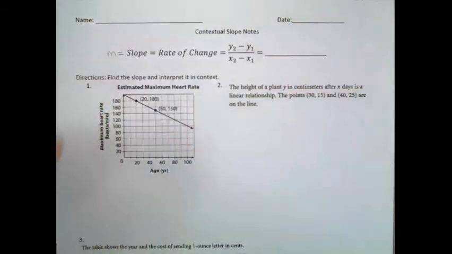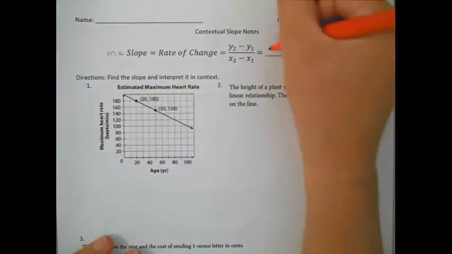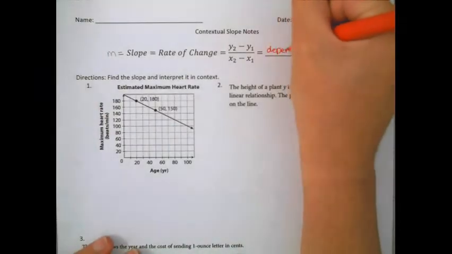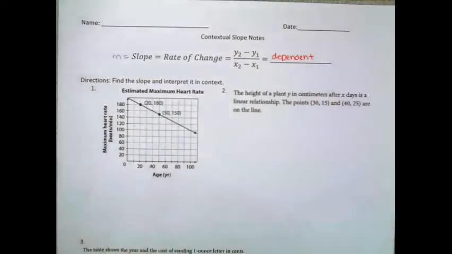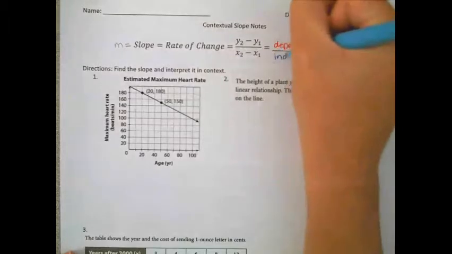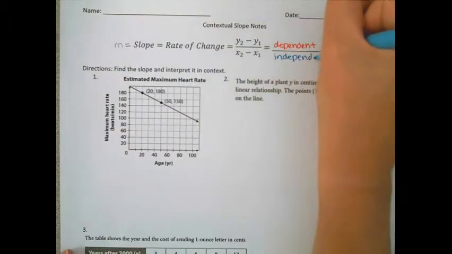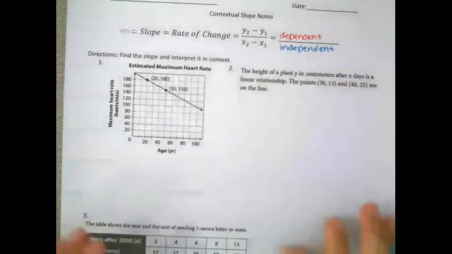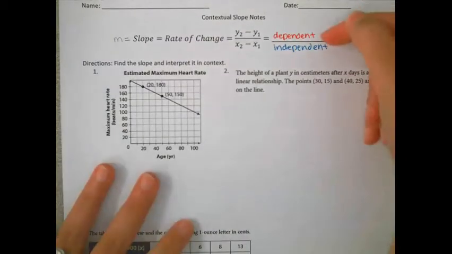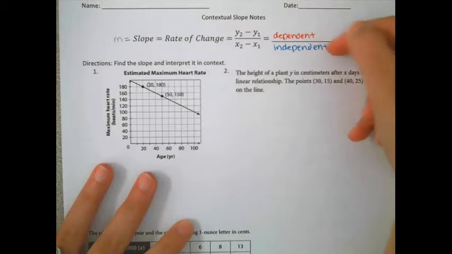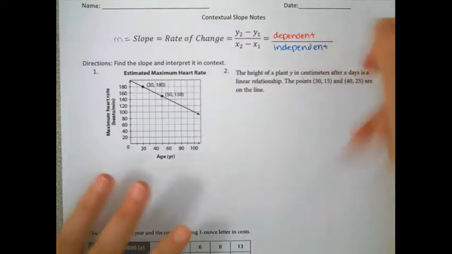Your y variable is related to your dependent variable, and your x variable is related to your independent variable. We can use that information to help us find the units of our slope by putting together the units of the dependent variable and the units of the independent variable.